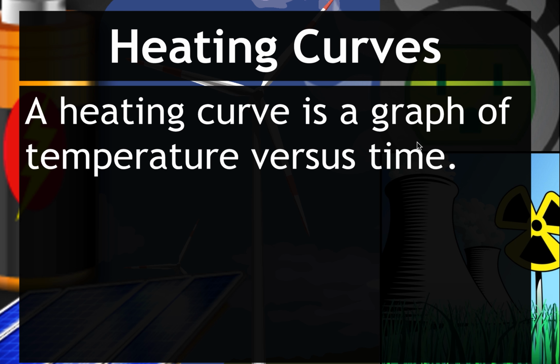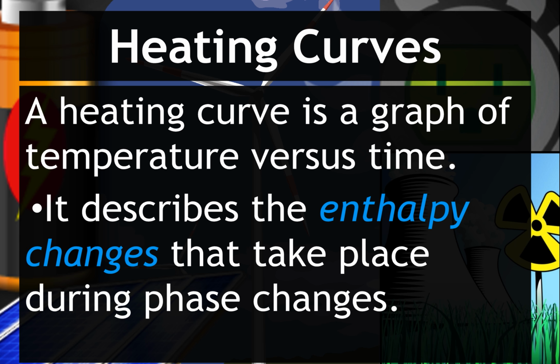So a heating curve is a graph of temperature versus time. Temperature is going to go along the y-axis, and time will be on the x-axis. This is going to describe the enthalpy change that takes place during phase changes. So as you can imagine, the more temperature you've got, the more enthalpy you'll have.